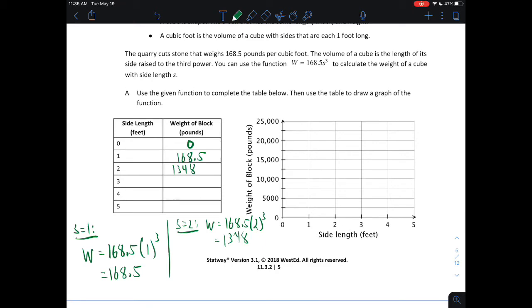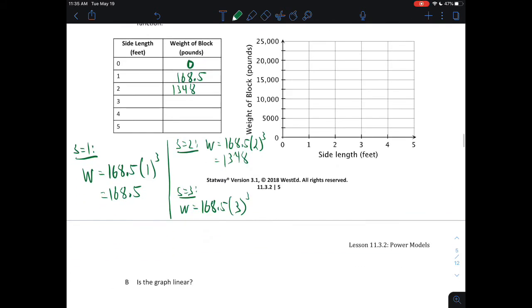Now s equal to 3. W is equal to 168.5 times 3 to the third power. 168.5 times parentheses 3, close the parenthesis, raise to the third power. That gives me 4,549.5 pounds. It's getting pretty heavy now.